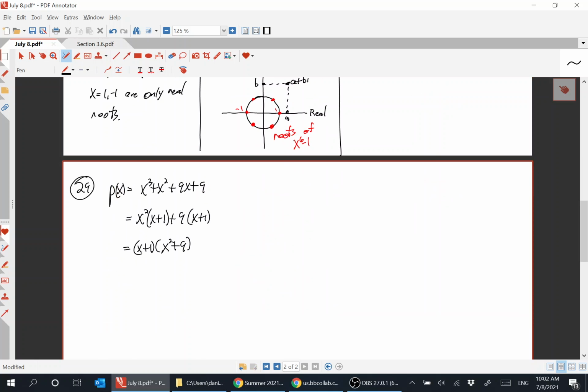So to find the roots or the zeros of this thing, you have x plus 1 is 0, or x squared plus 9 is 0. This one means x is minus 1. This one means x squared is minus 9. So x is 3i, or negative 3i. All right, so polynomial of degree 3, 3 roots in the complex numbers.